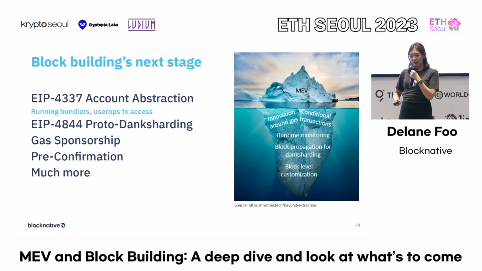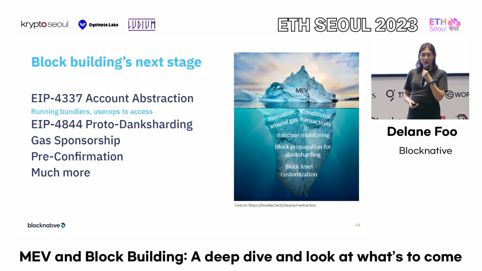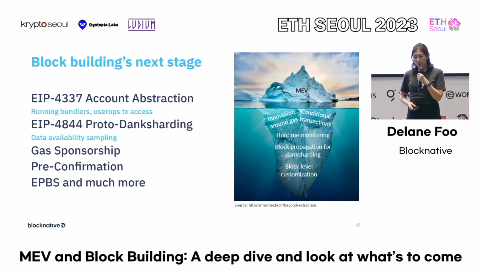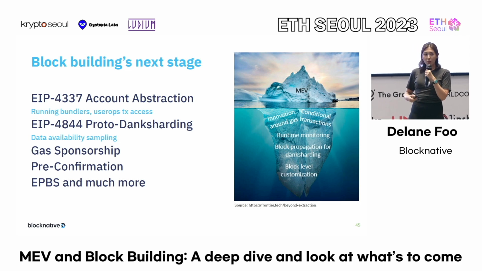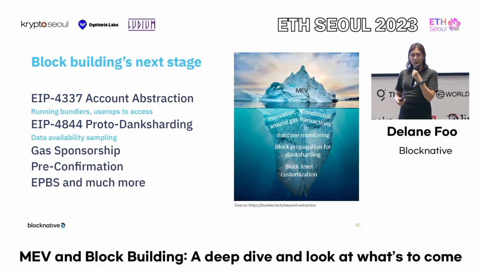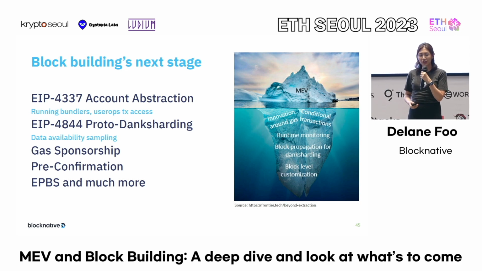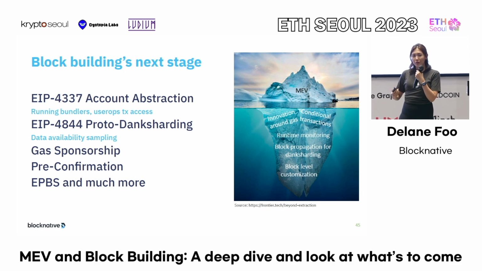And after account abstraction, there's 4844 proto-danksharding, where this same specialization could also come in to support activities like data availability sampling. If you heard Igor's talk yesterday, that's what he was talking about. And as more and more specialized actors with great sources of compute come in, you start to unlock a lot of very exciting features, such as gas sponsorships, pre-confirmation, and in the future, ePBS will take place, and so much more.